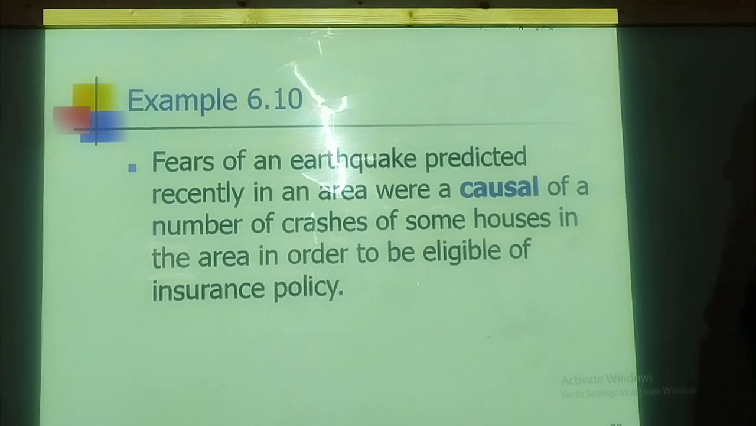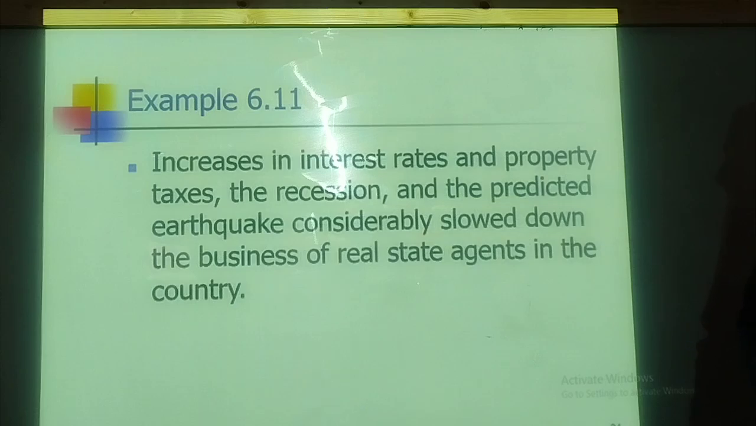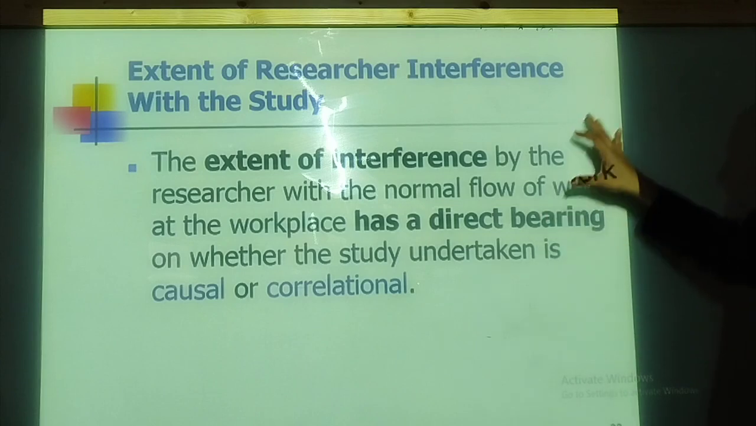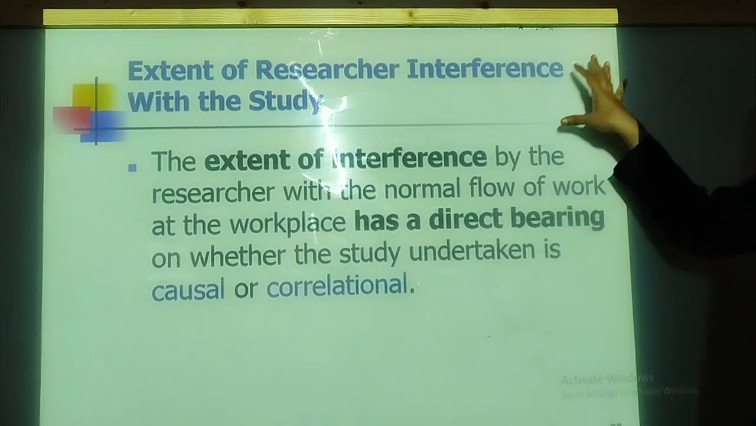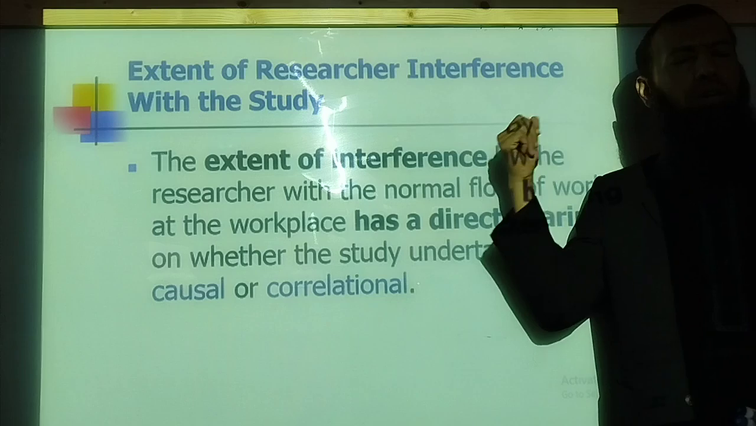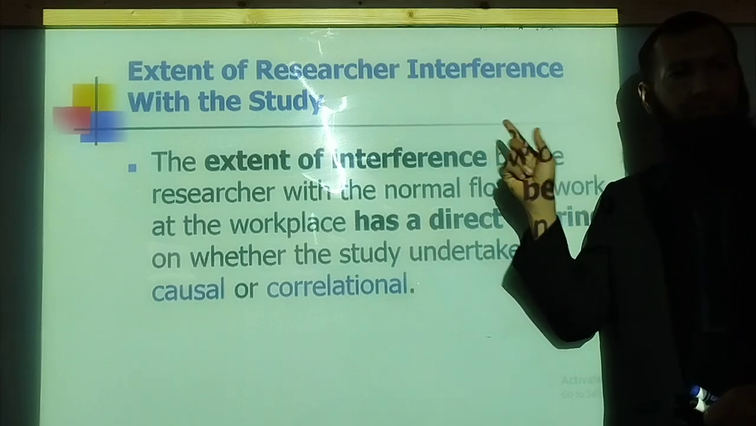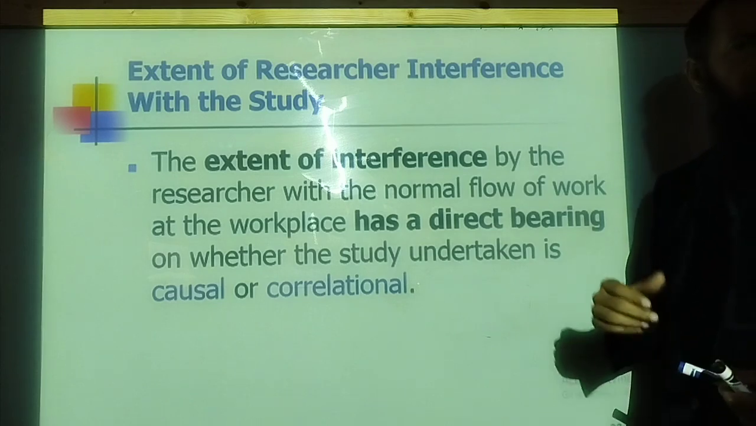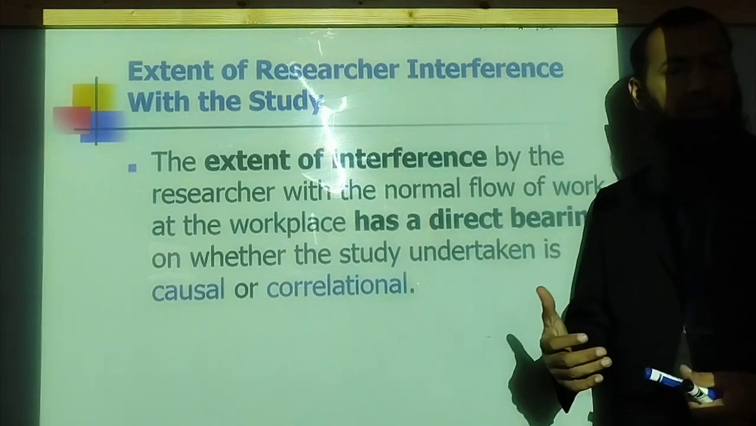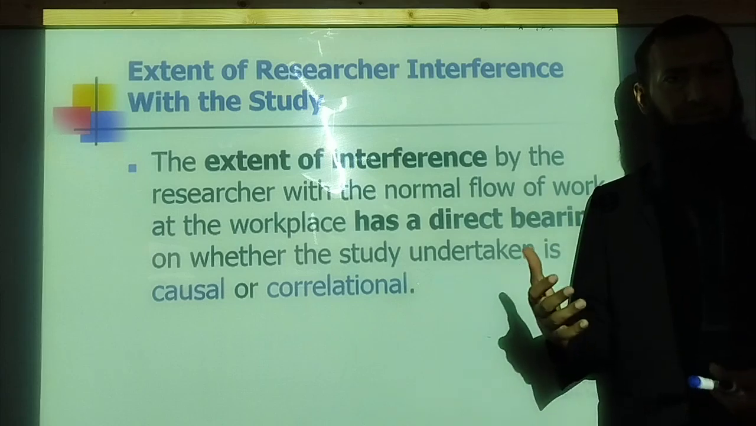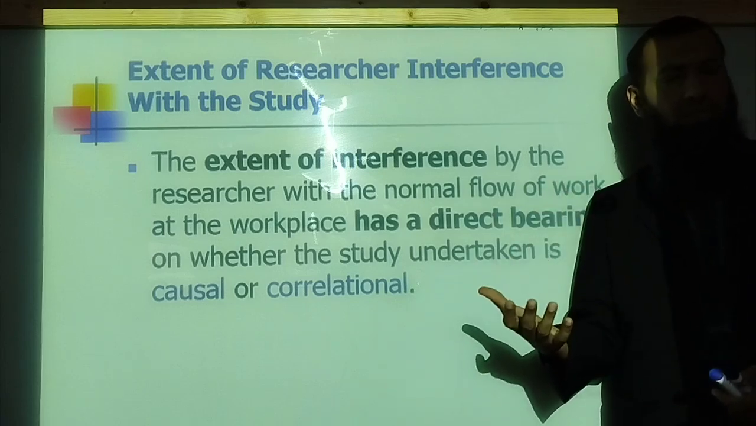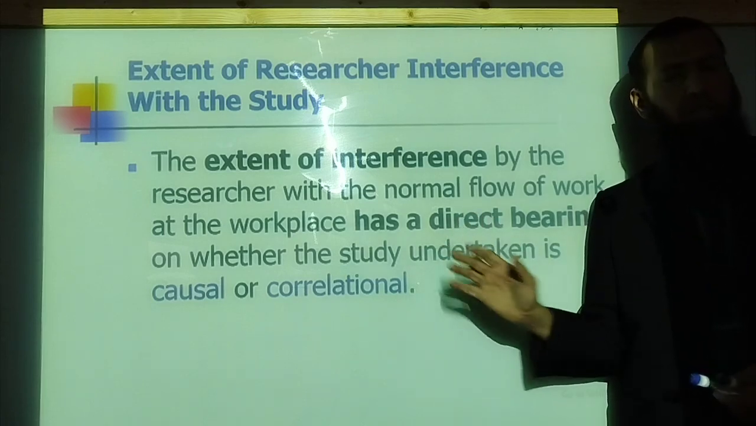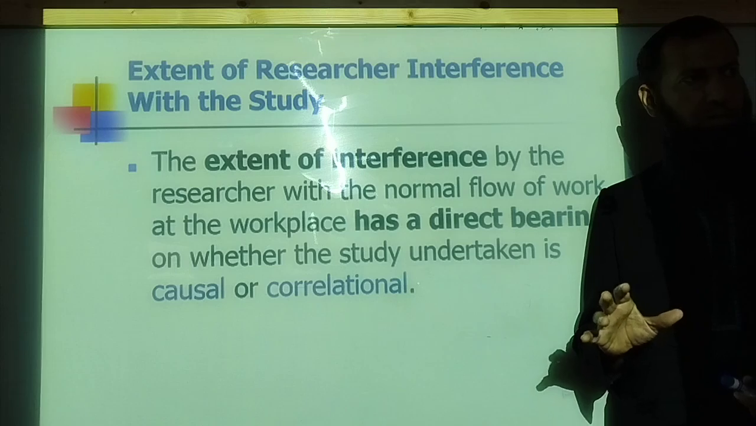Next. You can read yourself for better understanding. Okay, let's talk about the extent of researcher interference. So now we are talking about researcher interference. Interference means you interfere in conducting data. There is an interference which is usually not recommended until you define it. So you can define your interference.